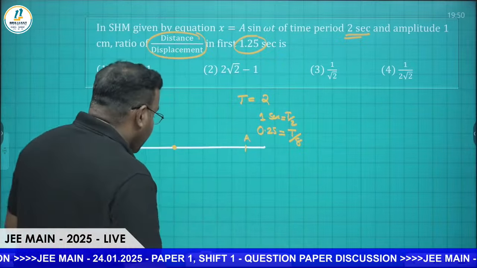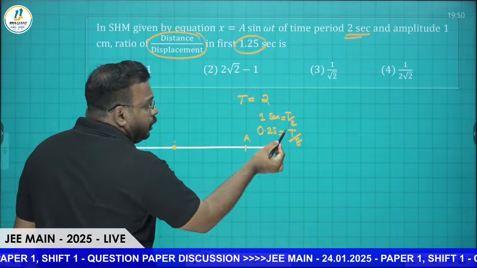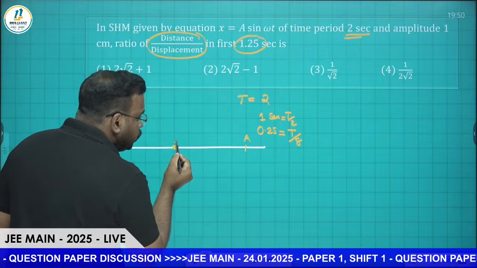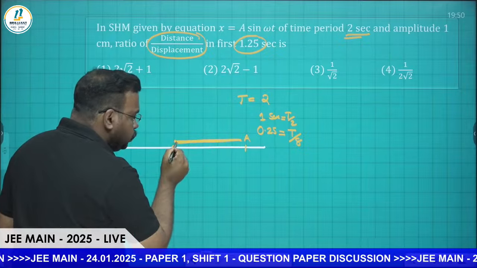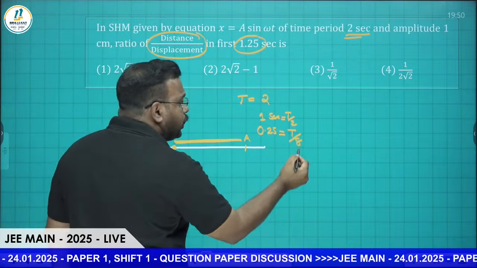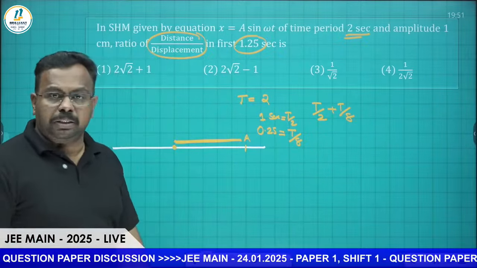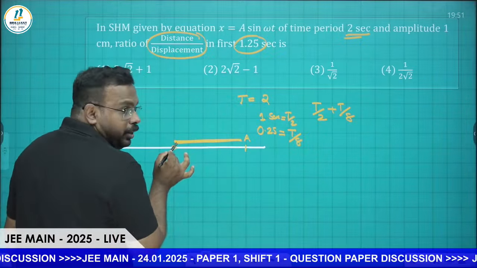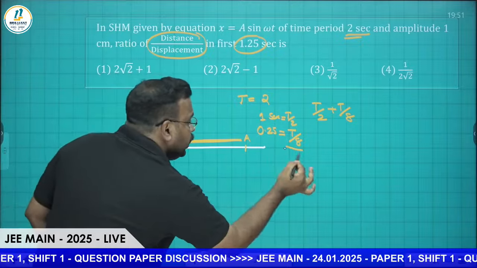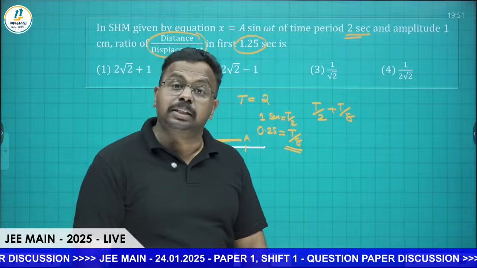So T by 8 is 0.25 seconds. If you are calculating the distance traveled, this is a starting point. Distance traveled in this time interval. So here you can see this is T by 4, coming back T by 2. So total time you can write is T by 2 plus T by 8. Within T by 2 time it will come back here. So what is the distance traveled? Already A plus A. After that we have to check T by 8 is also there. The body will be moving in this direction, so that distance also we should add to find distance traveled.